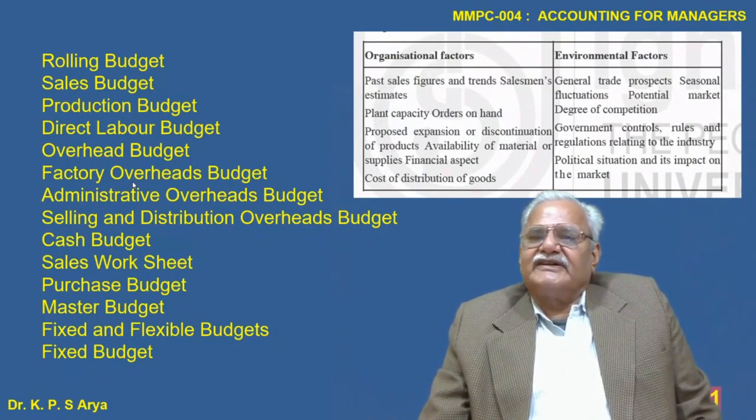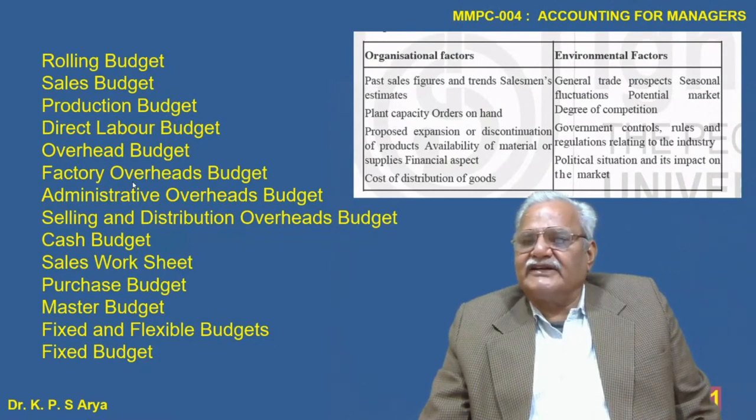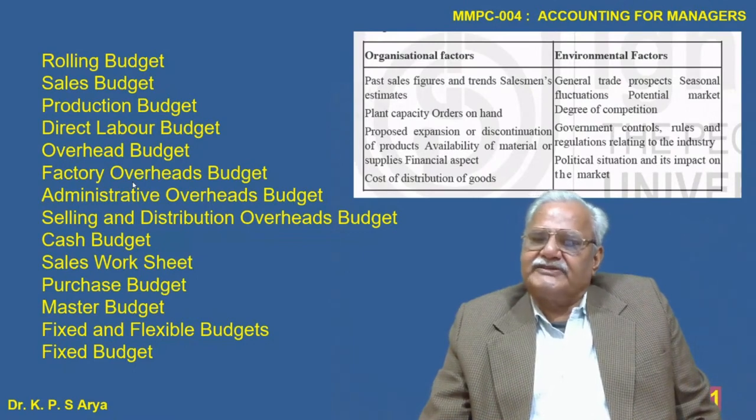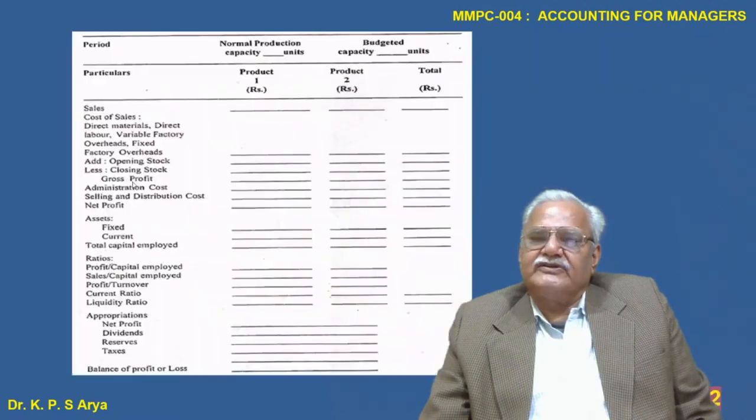The organizational factors and the environmental factors. Organizational factors: past sales figures and trained salesmen's estimates, plant capacity, orders on hand, proposed expansion or discontinuation of products, availability of material, suppliers, financial aspects, cost of distribution of goods. Then environmental factors are general trade prospects, general fluctuations, potential market, degree of competition, government controls, rules and regulations relating to industry, political situations and their impact on the market.